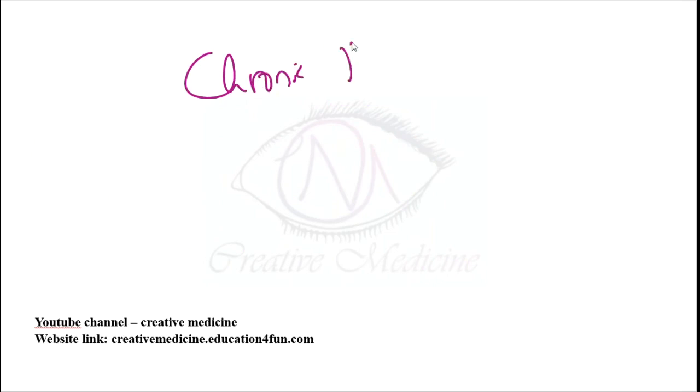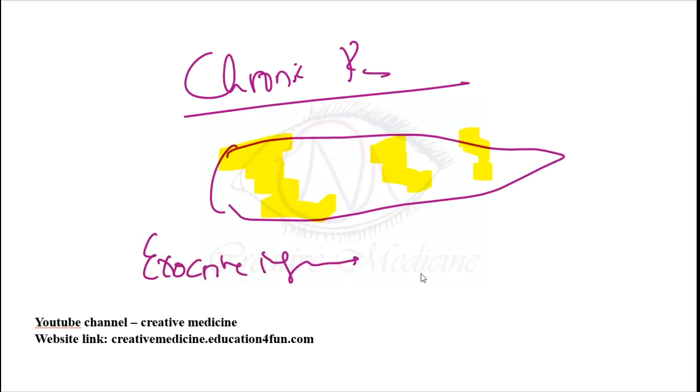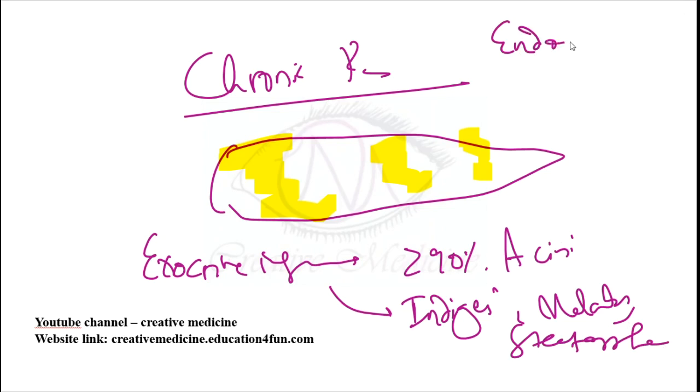In chronic pancreatitis, you will see presence of irreversible fibrosis of pancreatic parenchyma along with ongoing inflammation. Because of the fibrosis of pancreatic parenchyma, number one, there will be exocrine insufficiency, where more than 90% of the acini are destroyed. This exocrine insufficiency will lead to indigestion, malabsorption and steatorrhea. Whenever there is endocrine insufficiency, it will lead to diabetes mellitus.